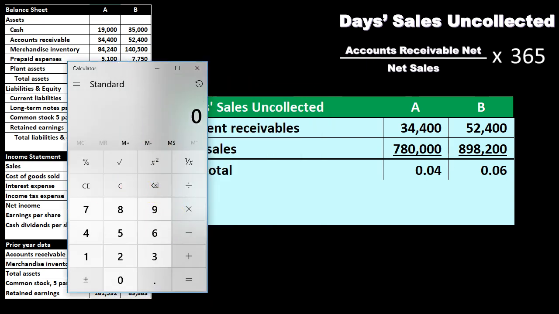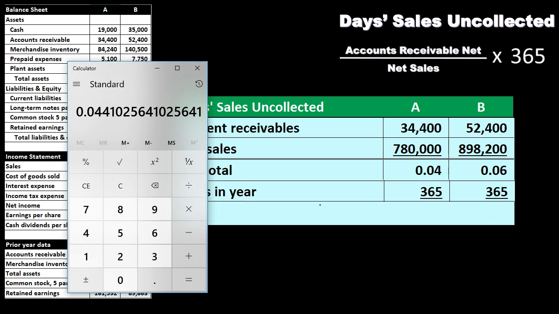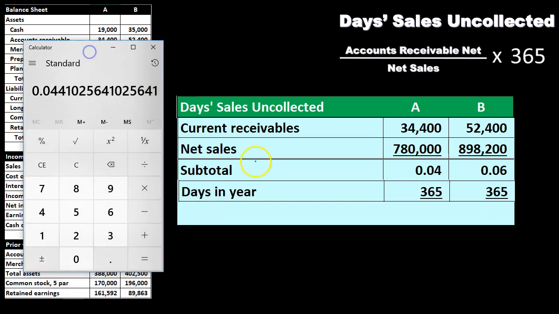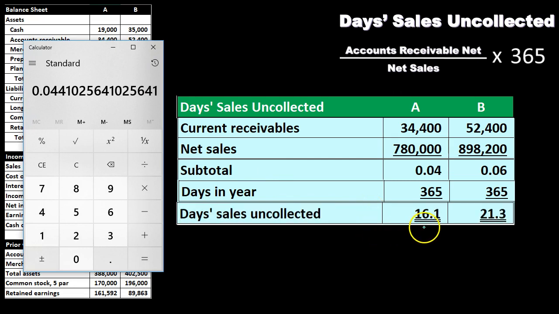So we'll divide that out by 34,400 divided by 780,000. And we always have to deal with the rounding. So remember that rounding is always going to be a factor. We'll take that and multiply it times the number of days in a year, this being 365, and that'll give us our 16.1 and our 21.3.